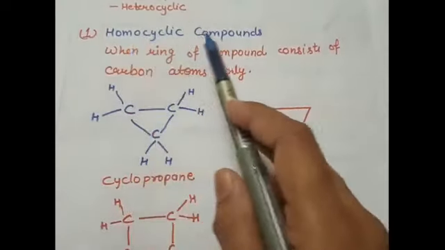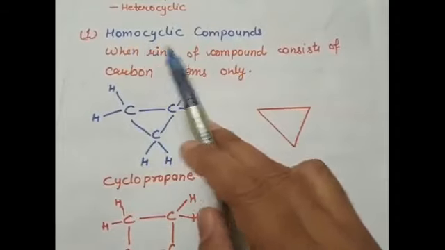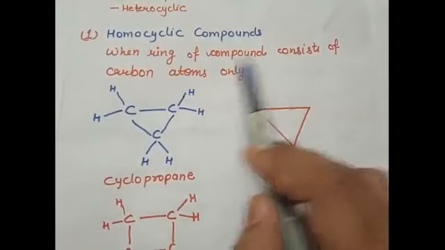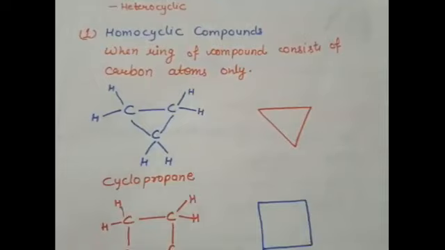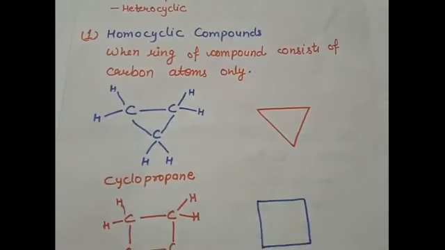So what are homocyclic compounds? When a ring of a compound consists of carbon atoms only, then that compound is known as a homocyclic compound. Homo means similar, cyclic means a closed ring. That means when only carbon atoms are present in the organic compound, then this ring, this closed structure will be known as homocyclic compounds.